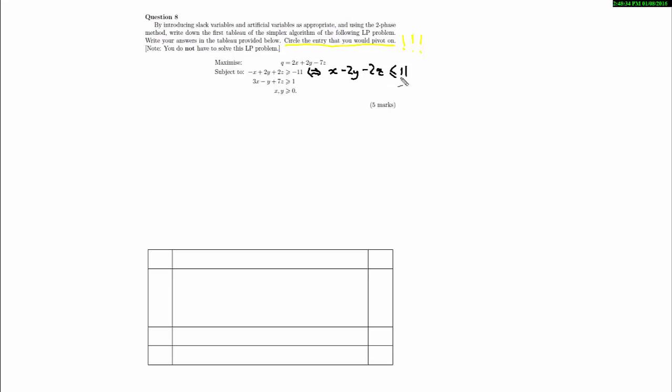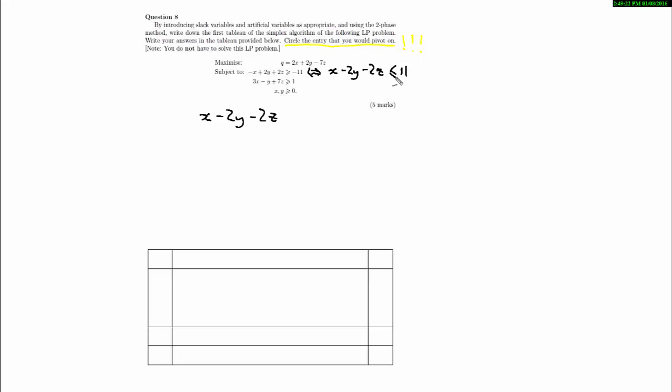Okay, so the next step is to look at these inequalities here, and we aim to change these signs, namely greater than or equal to signs and less than or equal to signs, into equal signs. So how we do that is by introducing slack variables and artificial variables. Okay, so let's look at the first constraint that we're given. So that is x minus 2y minus 2z, and then to convert this from a less than or equals to sign to an equal sign, we need to introduce our first slack variable.